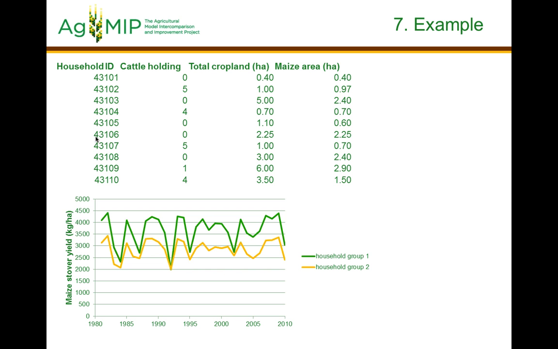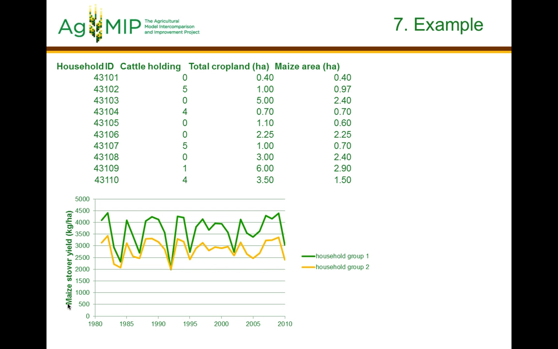So here I've just taken an example from our CLIP work. We're looking here at a section of our household database. I just took out 10 households. I think in total our database is 460 odd households. And you see here that from these 10 households, there's actually 5 households that have animals. And here you see their cropland areas and their maize area.